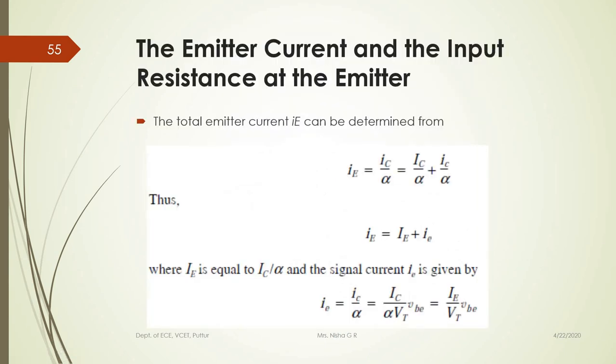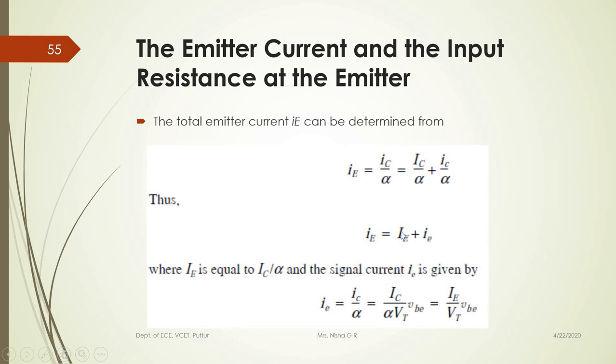Next is emitter current and the input resistance at the emitter side. Last time we saw base current and the input resistance at the base. Now emitter current and the input resistance at the emitter. So the total current IE can be determined from this equation. IE, that is the instantaneous current, is equal to the instantaneous collector current divided by alpha. This relation we know. So what is the instantaneous current? That is the combination of DC current and the AC current. So IC by alpha is nothing but IE.